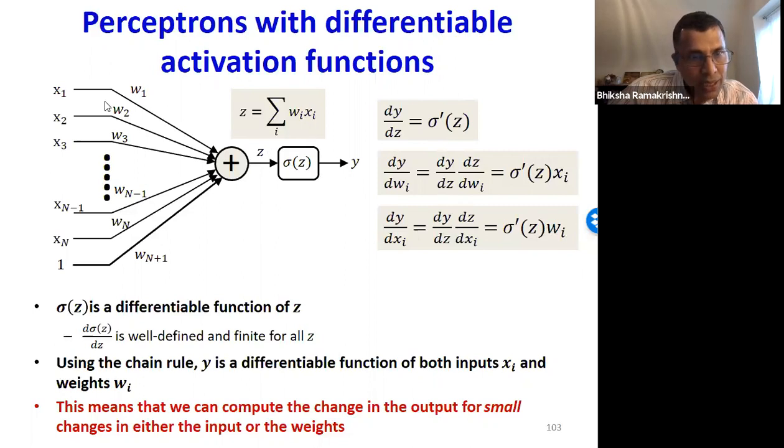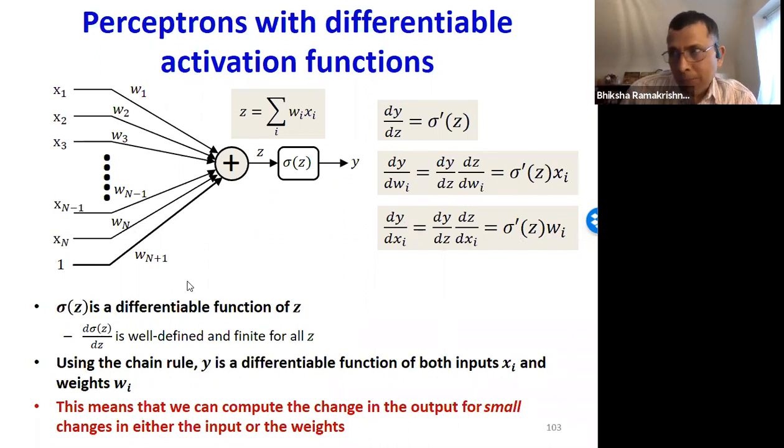And this z is an affine combination of the inputs. And so you can compute the derivative of z with respect to each of these weights, and also with respect to each of the inputs, which means that using the chain rule, you can compute the derivative of the output with respect to each of these weights. It's simply dy over dz times dz over dwi, which is sigma prime z times xi. Or you can even compute the derivative of y with respect to the inputs. Dy over dx is dy over dz times dz over dx, which is sigma prime z times wi. The point of all of this is that now this output is differentiable with respect to all of these.